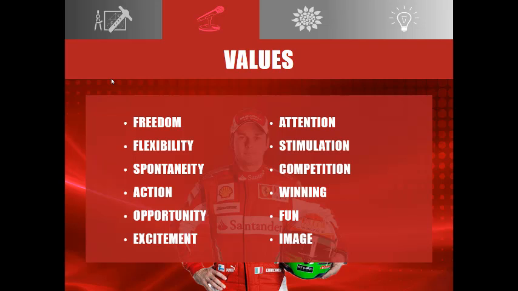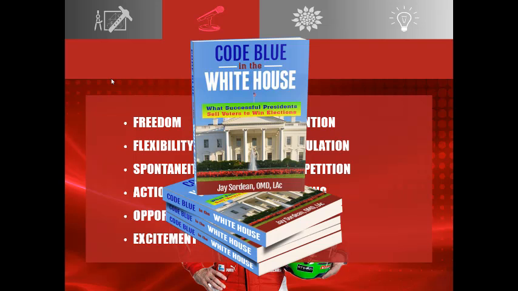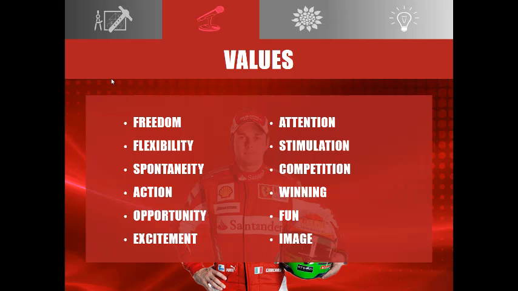Values include freedom, flexibility, spontaneity, action, opportunity. They love opportunities. They love excitement. They want attention. Stimulation is important. Competition and winning, very, very, very important to these individuals. And when I did this analysis of the presidential candidates, code blue in the White House, which one do you think people almost invariably, 95% of the time, of all the bank codes, which one was Hillary and which one was Donald Trump?